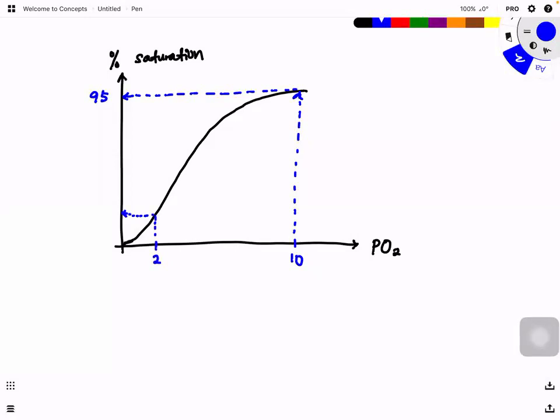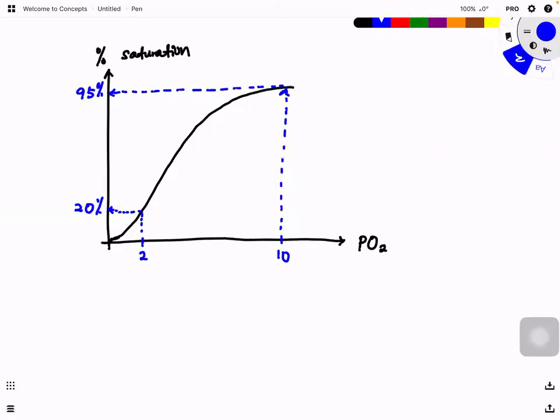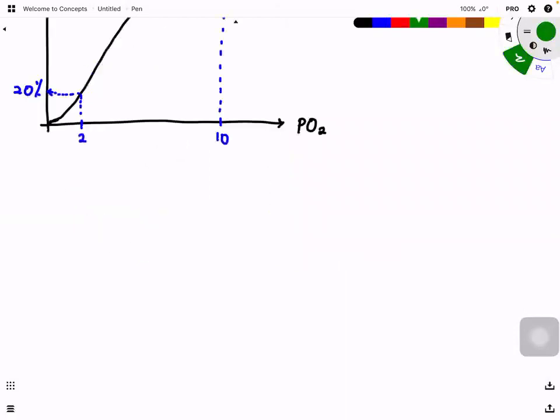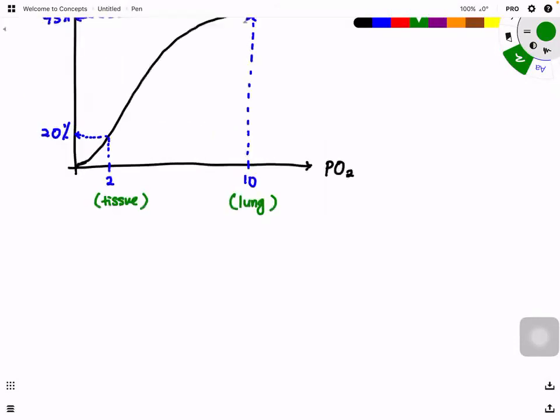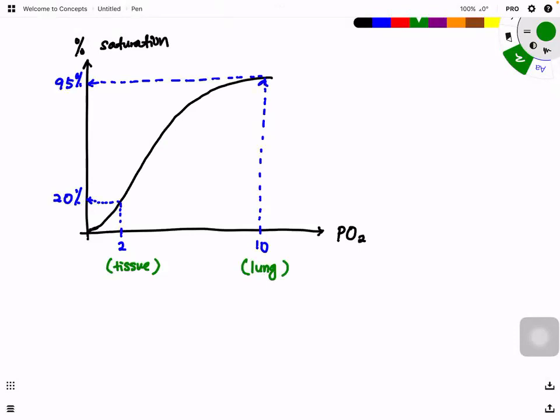So what is the value? Roughly about 20%. Okay, so 20 and 95. So why do we choose 2 and 10? Because partial pressure of O2 in the lung is equivalent to about 10 kilopascal, because the fresh air that we breathe in contains high concentration of O2. How about respiratory tissues? In the respiratory tissues, we do know that the oxygen concentration is low because respiratory or active tissues continually use up the oxygen. So partial pressure of O2 is low. Okay, this is under normal conditions.